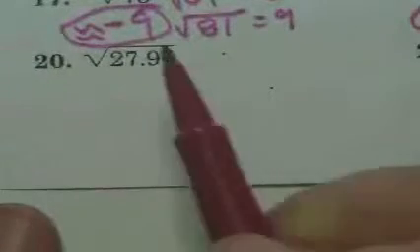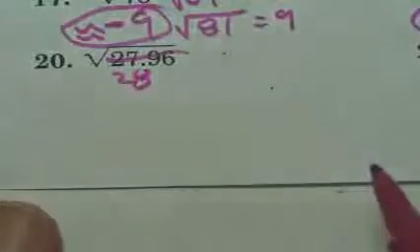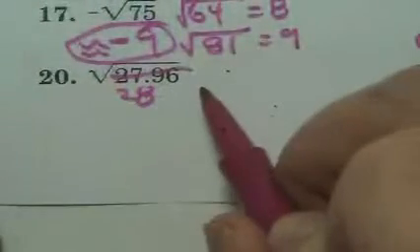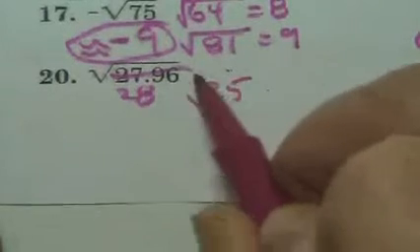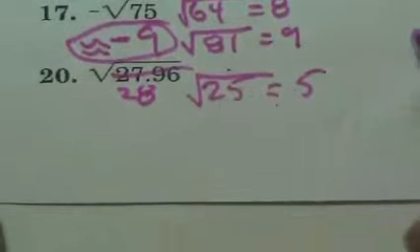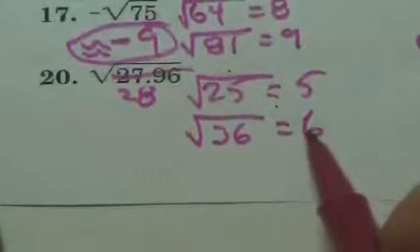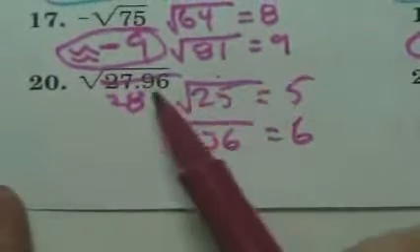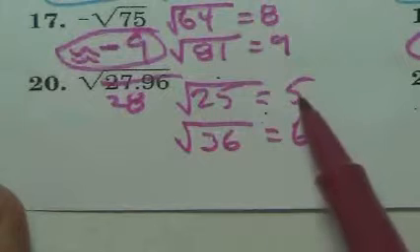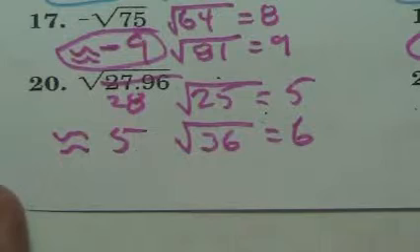Number 20. Now this says 27.9. So just think of it as being 28. Okay, just round it off. So square root of 28. Well, we know that 5 times 5 is 25. And we know that 6 times 6 is 36. So what is 28 close to? Is it close to 25 or 36? It's close to 25. So it is approximately 5. It'll be 5.2, something like that, 5.3.